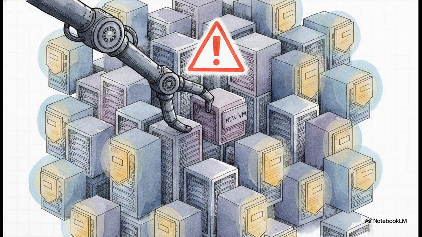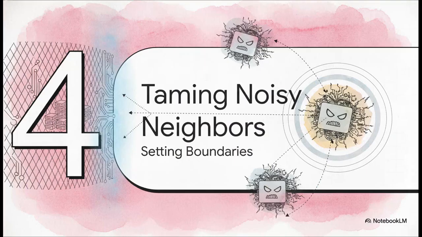But the cool part is, as soon as resources free up in the cluster again, vSAN automatically gets to work bringing that object back to a compliant, protected state. All right, Section 4, taming the noisy neighbor by setting boundaries.